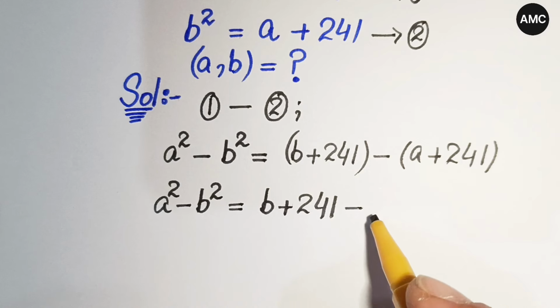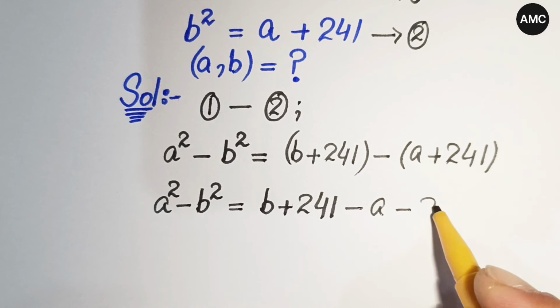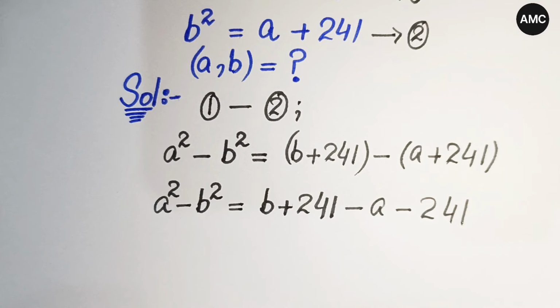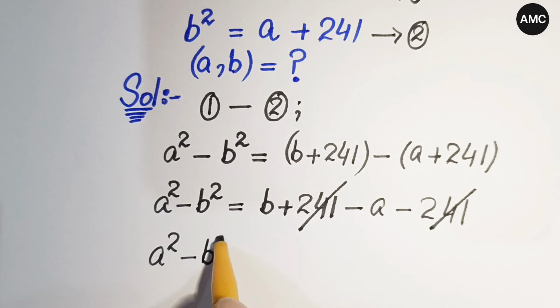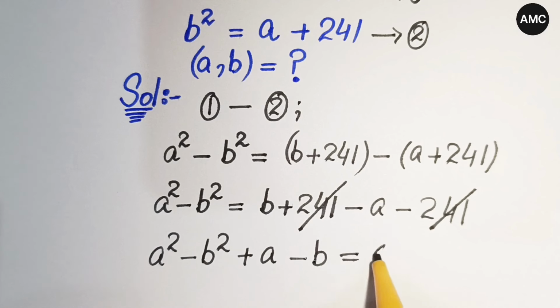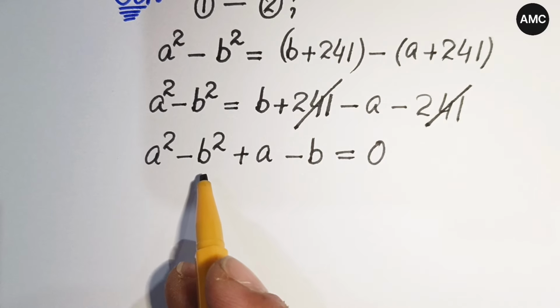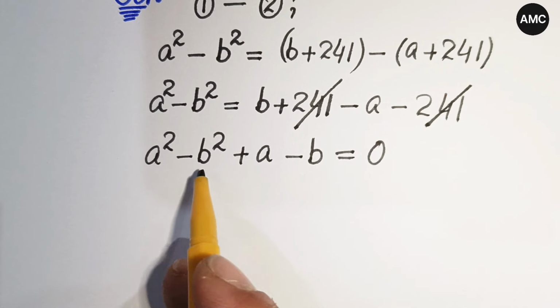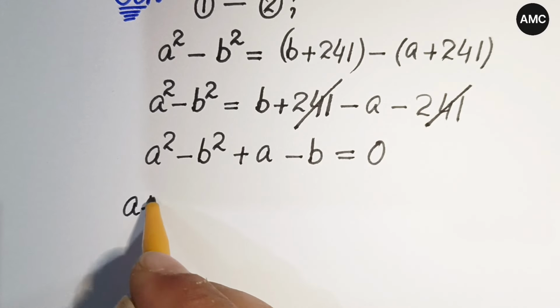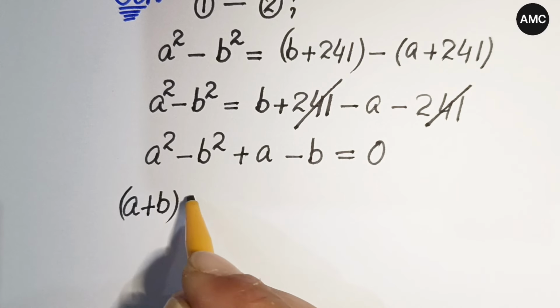Now a squared minus b squared is equal to b plus 241 minus, multiplying this negative sign into the parentheses, we will get minus a and minus 241. Now this plus 241 and minus 241 cancel, so we have a squared minus b squared. Shifting this minus a, we will get plus a, and this plus b will be minus b, is equal to 0. Now this a squared minus b squared, according to the algebraic formula, is a plus b times a minus b.